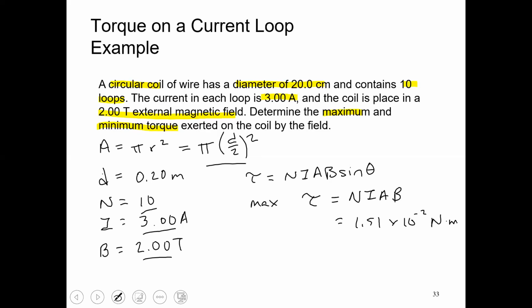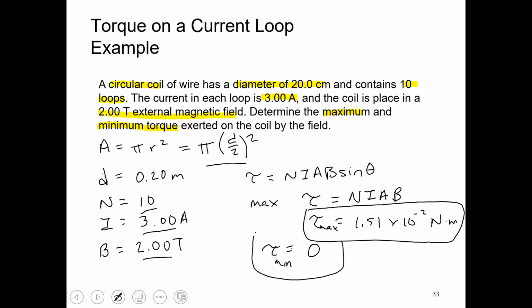So that's my maximum. My minimum torque is actually going to be when sine equals 0. It's going to be 0. So here's my max. Here's my min. Circle those answers. Right? And that's an easy example of our torque on a current loop.